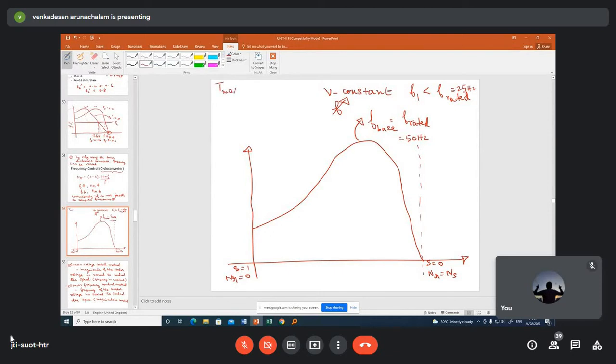Maximum torque is proportional to (V by F) square. Starting torque is proportional to maximum torque.